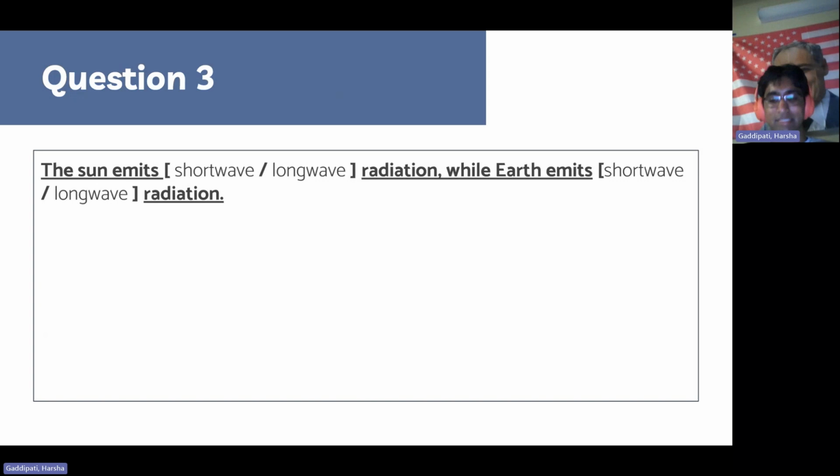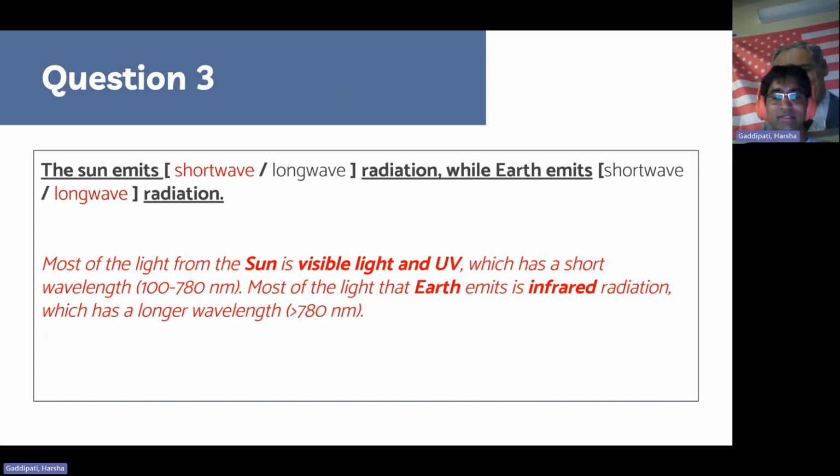But as you guys can see, the answer is shortwave radiation for the sun, longwave radiation for the Earth. The reason is because most of the light from the sun is visible light and UV, which has a short wavelength, while the light from the Earth is infrared radiation, which has a longer wavelength.